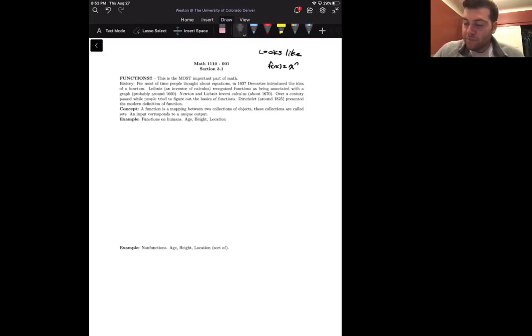Now Leibniz, around 1660, gave a stronger definition of a function. He said a function was something you could draw a graph of. So if I just have a graph and I draw something that looks like this, then that's a function, despite it not being a polynomial.